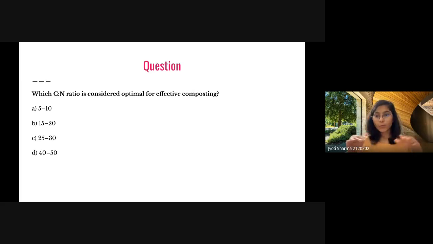Okay, so sludge we can throw in a sanitary landfill, but we can also use it as compost. For that compost, sludge should have a particular C and N ratio, carbon and nitrogen ratio, or the proportion of nitrogen and carbon should be very specific to make that sludge into compost. And that ratio is 25 to 30.